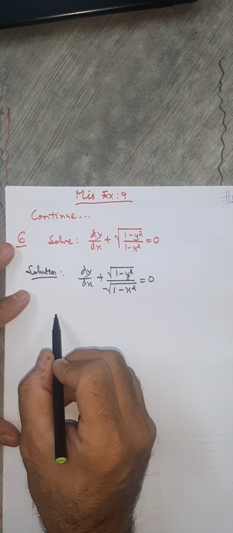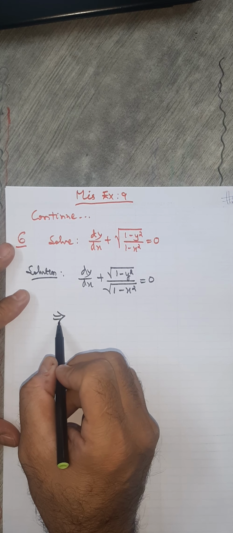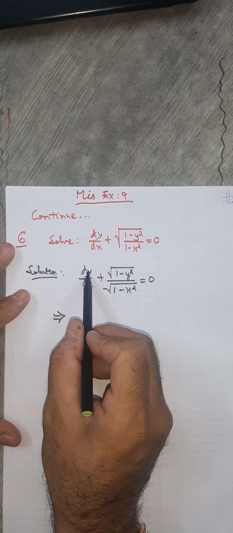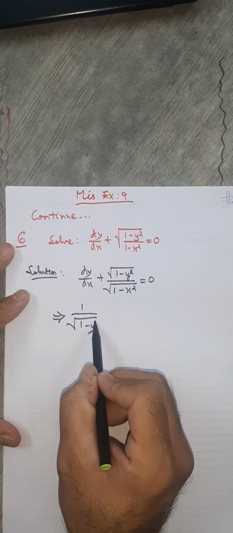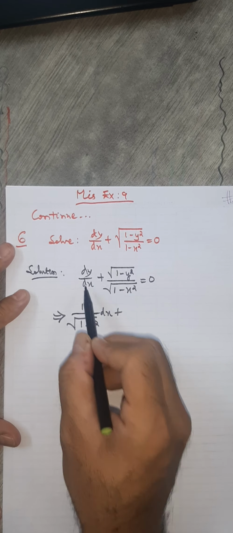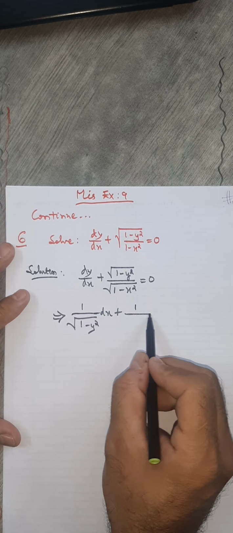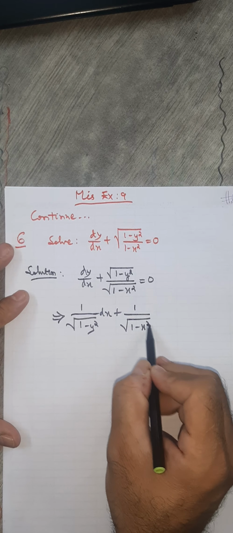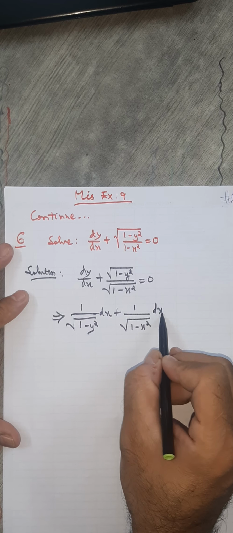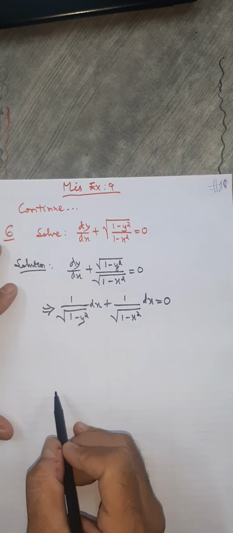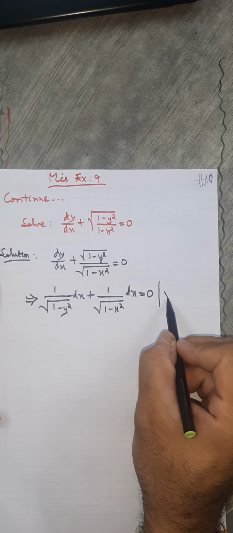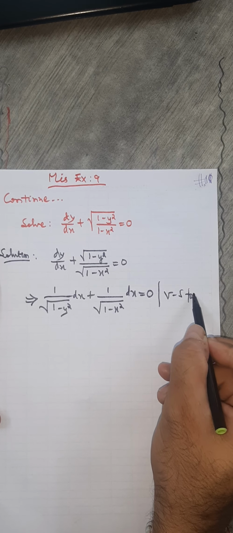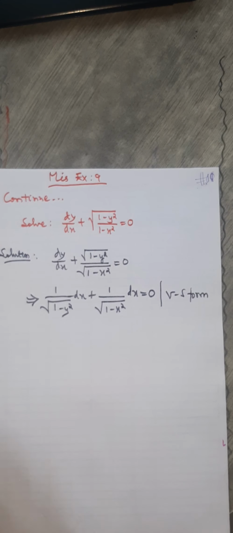So we solve by variable separable form. We separate the variables. With dy we collect all the terms having variable y. So I'll take this down, plus I'll take this one over there. So 1 upon root 1 minus x square as it is, I'll take dx over here equals to 0. Now very easily you can see that this is in which form? VS form, variable separable form.